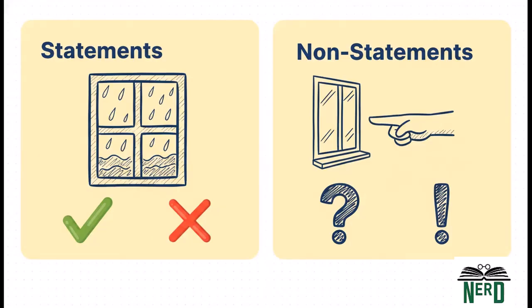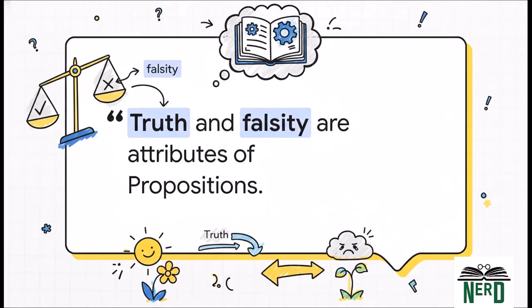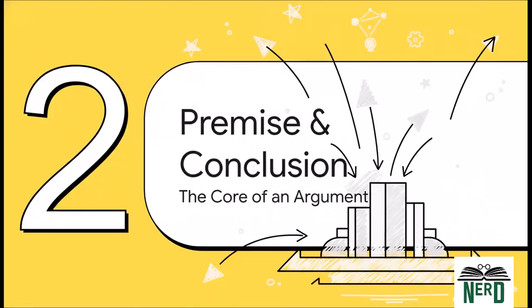Let's make this really clear with an example. If I say it is raining outside, you can look out the window and tell me if that's true or false, right? But contrast that with please close the window, which is a command that can't be true or false, or a question like where's the coffee shop? Because neither of those have a truth value. This point is so important that this exact line, truth and falsity are attributes of propositions, has shown up in the exam word for word. So, always remember in logic that whenever we talk about something being true or false, we are always talking about a statement or a proposition.